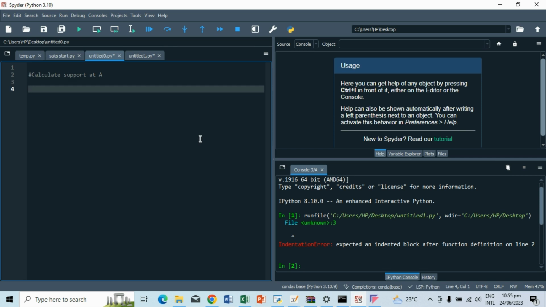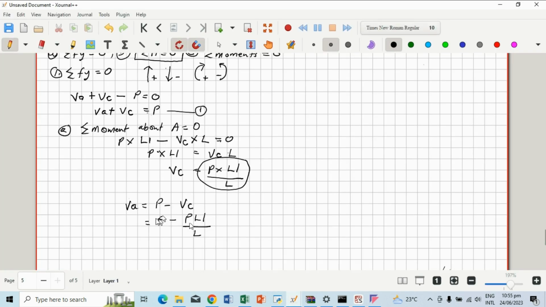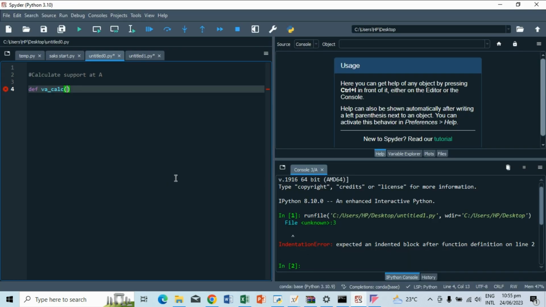Right, so we are going to define a function. Let's call that function VA underscore calc. And that will have parameters. From our VA formula, we need the parameters P, L1, and L. And we need a colon at the end because it's a function.